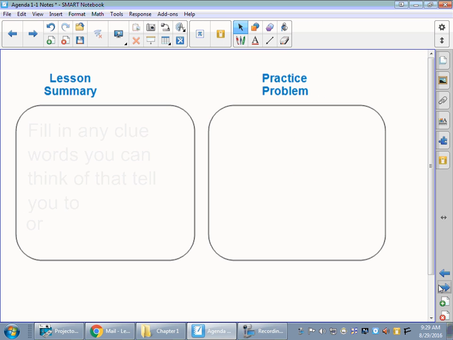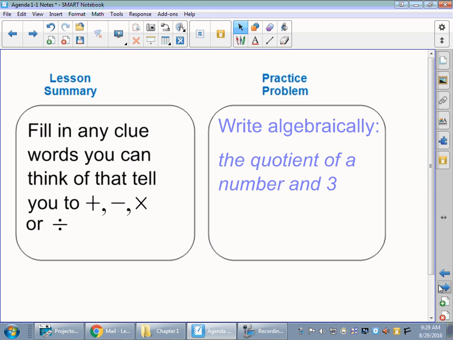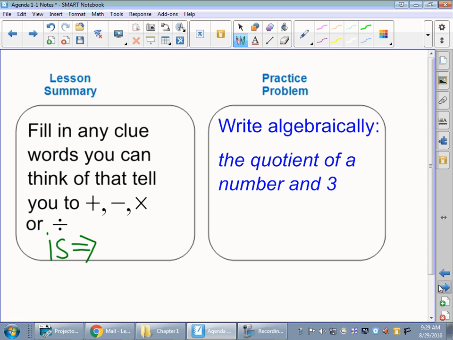So, lesson summary. Fill in all of those clue words in that box for add, subtract, multiply, and divide, which I already gave you a heads up on. There's one thing that I forgot to put in there, so you might want to go back to that box really quick. Just a heads up, the word "is" tells you it's an equal. We only have expressions, but sometimes that's a good thing to know.